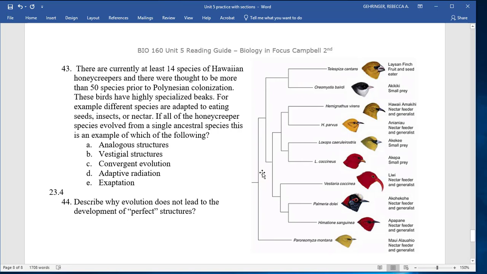43. There are at least 14 species of Hawaiian honeycreepers, and there were thought to be more than 50 species prior to Polynesian colonization. These birds have highly specialized beaks. For example, different species are adapted to eating seeds, insects, or nectar. If all of the honeycreeper species evolved from a single ancestral species, this would be an example of which of the following. So we have a handy picture of that showing the different species of honeycreepers there. But that is an adaptive radiation because we had a single ancestral species that kind of like blew up into a whole bunch of different species there.